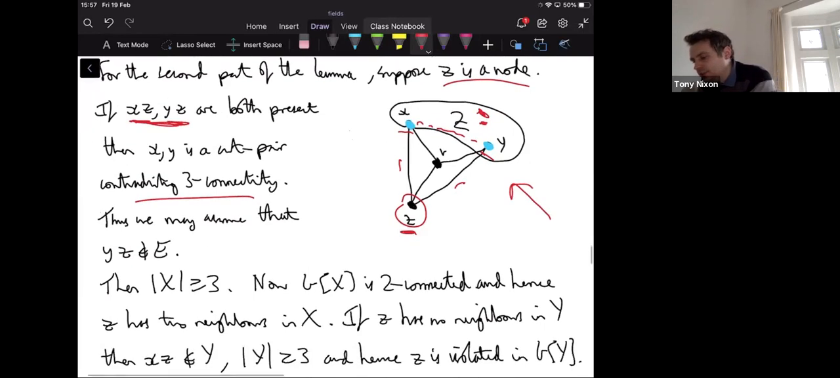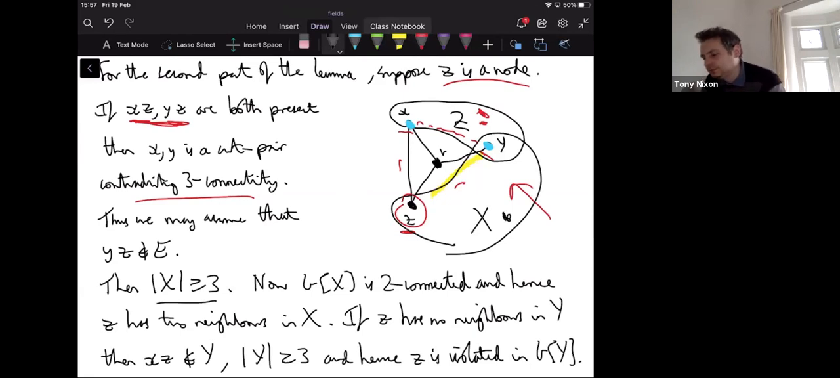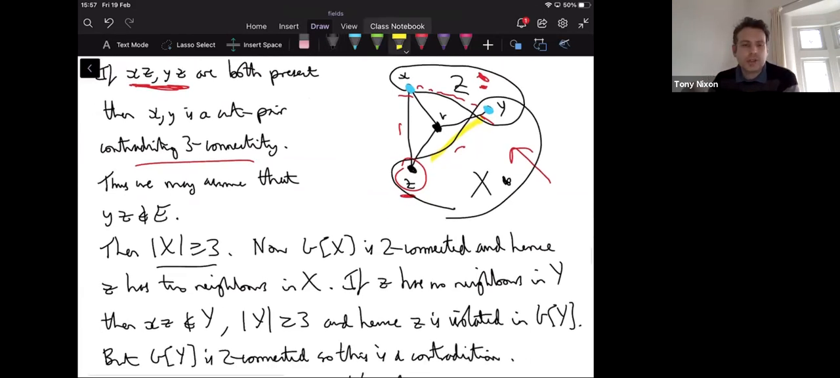So I can assume one of these edges doesn't exist. Let's say it's the edge from y to z. So we know that this edge doesn't exist. Now we know that this is blocked by a critical set x, and it has at least 3 elements, so x is at least 3. If you have a critical set and at least 3 elements, it's a Lemma graph, it's a 2-3 type graph you get, so it's 2 connected. Hence, the vertex z here has at least 2 neighbors in the subgraph x, in the vertex set of x.